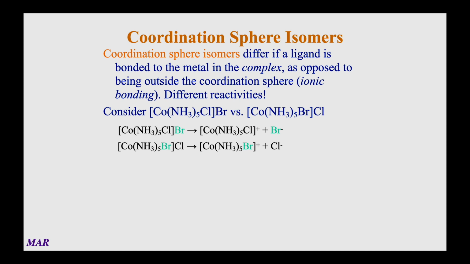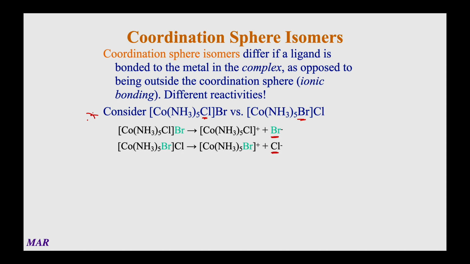Now, in these examples, we've got a cobalt center, 5 ammonias, a chlorine, and a bromine. But notice in the first one, chlorine is on the inside of the brackets and bromine's on the outside. And in the second one, bromine is on the inside of the brackets, chlorine's on the outside. The ones on the outside are like regular anions. So you place one of these in water, and the anion, whatever it is, will just float away in the water. In this one, you'd have bromide float away, but in this one, you'd have chloride float away.